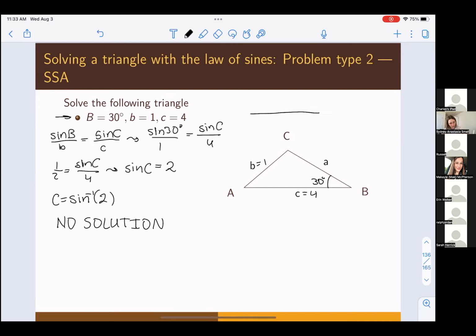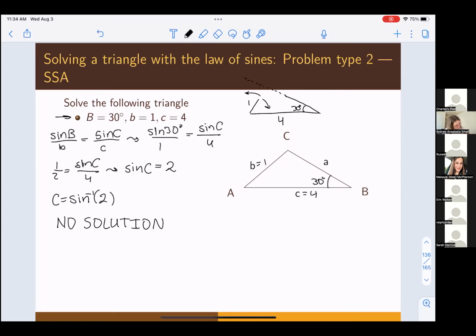So let me draw my own triangle. Here I have an angle B. I have my side C equals 4. Here is my angle B here. I know it's 30 degrees. And here is my side length A over here. I don't know angle A, but I know that this side length is 1. What happens here is this side length 1, if you think about it rotating around back and forth, it's too short. It's never going to be able to reach this guy up here.